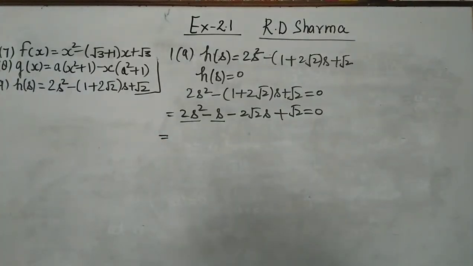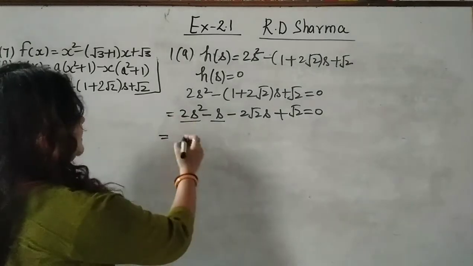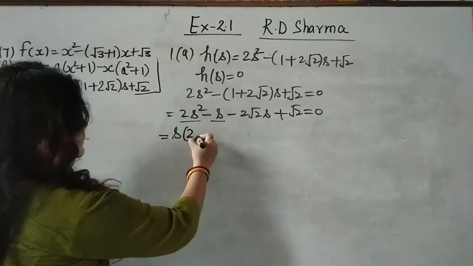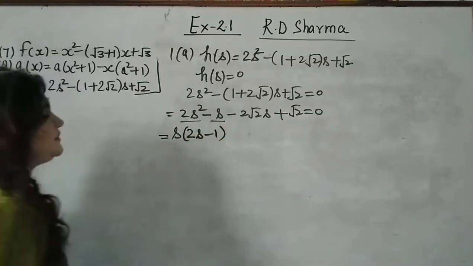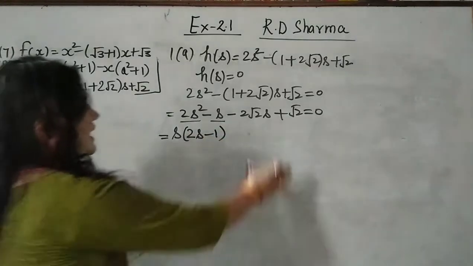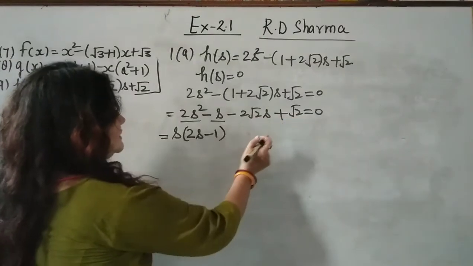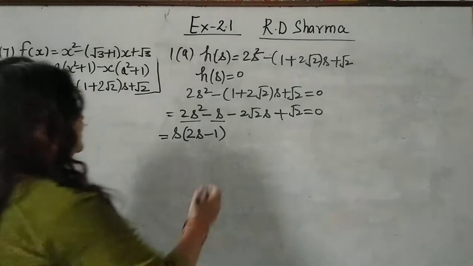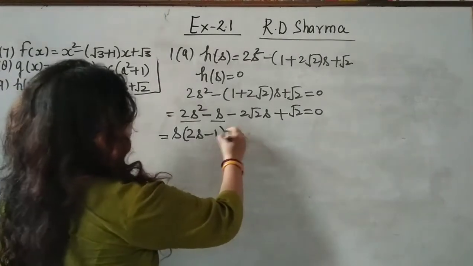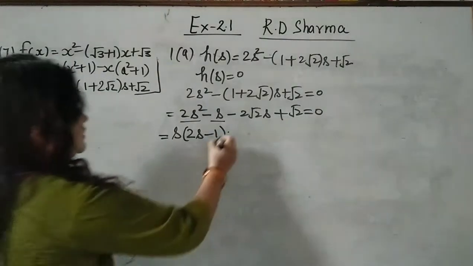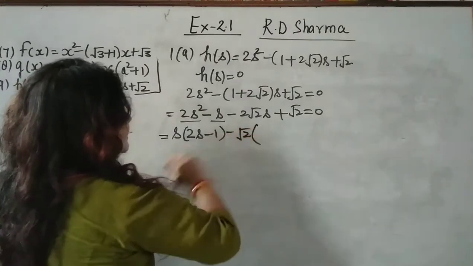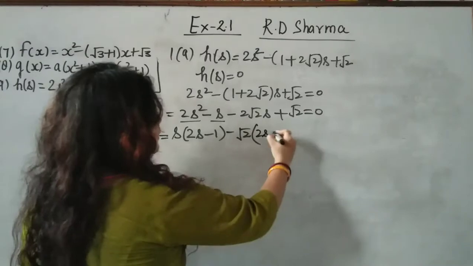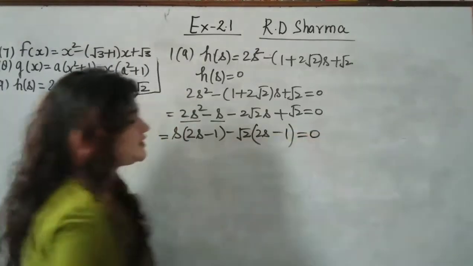Or better now, let's take s common here. S is common, right? So here we are left with 2s minus 1. And now here, what is common? Under root 2, minus under root 2, I'm taking common. So what is left here? Only 2s is left. And here what is left? Minus 1 is equal to 0.